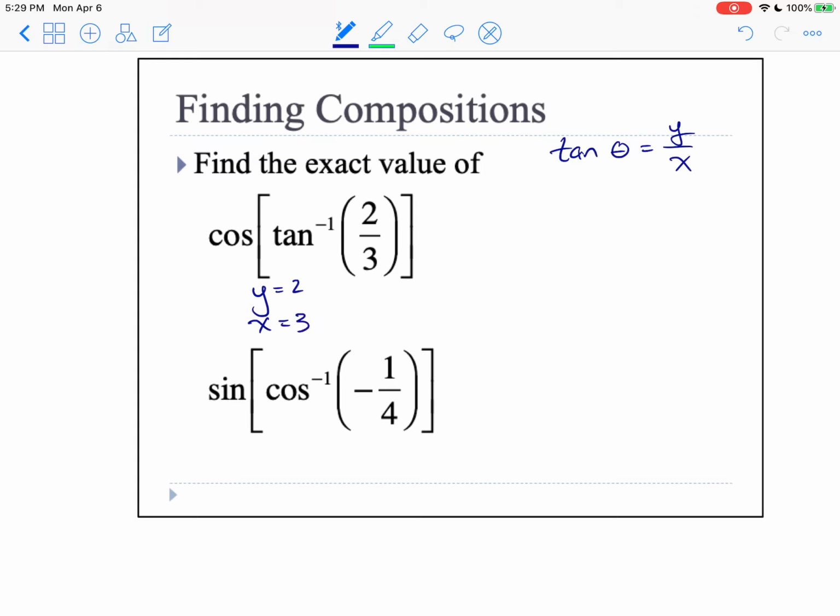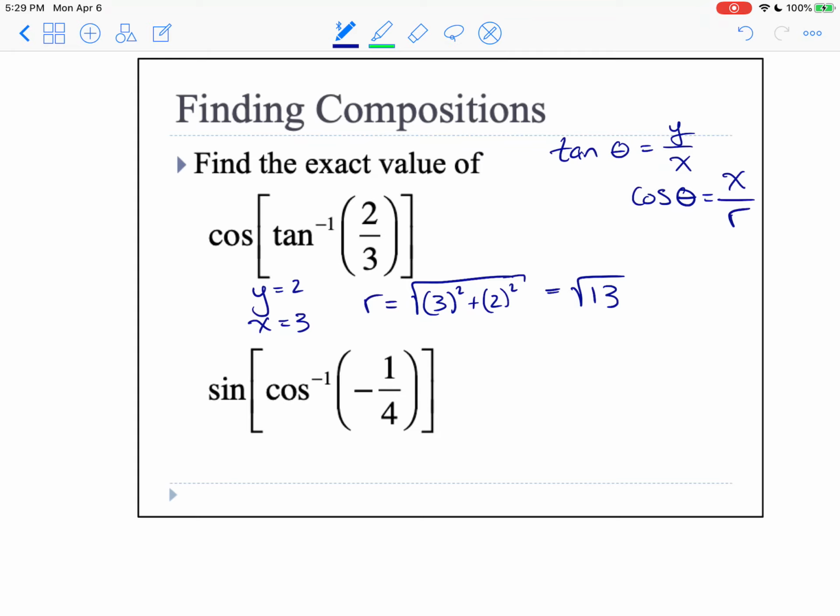And if y is equal to 2 and x is equal to 3, I don't think this is a unit circle necessarily, and so I need to find r. Now r is going to be the square root of x squared plus y squared. And so 9 plus 4 is 13. So r is root 13. Now the definition of cosine of an angle is x over the radius.